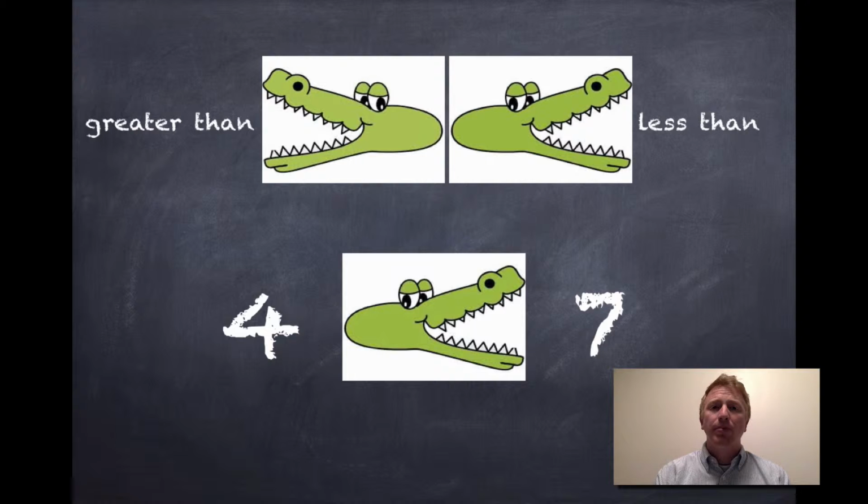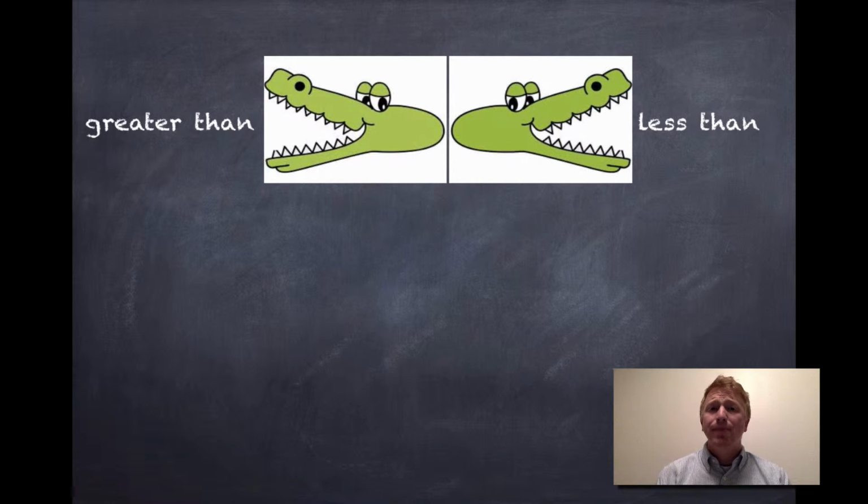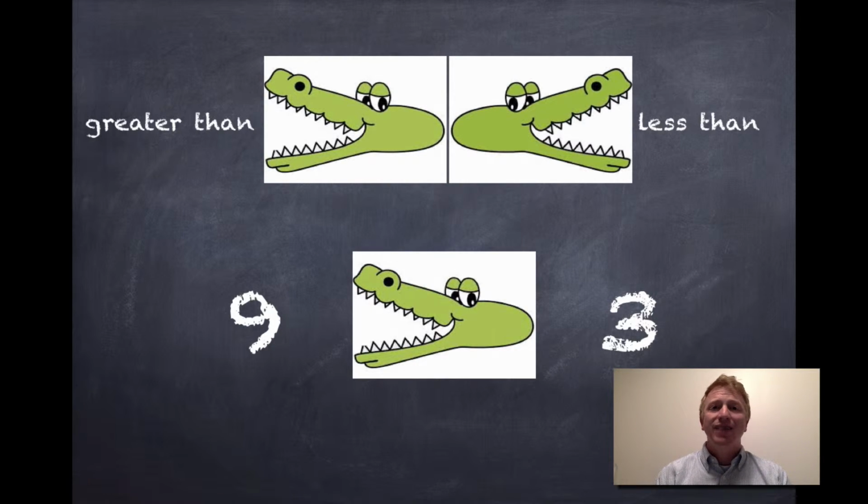Let's take a look at another problem. Again, remember, our hungry, hungry alligators love to eat the larger of the two numbers. So we want to make sure that the mouth is facing that direction. Let's take a look at these two numbers, 9 and 3. 9 is 6 larger than 3. So it is the larger of the two numbers. We need to make sure that the mouth of our alligator is facing towards the 9. Let's try reading this problem. 9 is greater than 3.